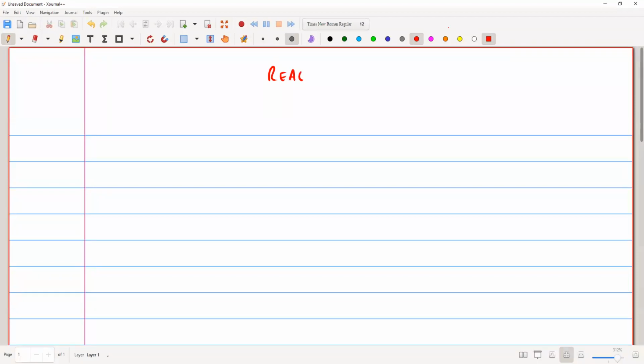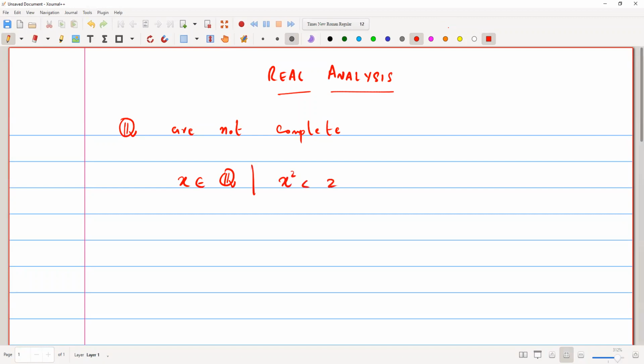So in this class, we are going to start the discussion where we left in the previous class. We were discussing the completeness of rational numbers, and we concluded that rational numbers are not complete. Rationals are not complete because there are gaps in rationals, right? We took an example for rationals, x belongs to the rationals such that x square is less than 2. So this was our set, and we tried to find the least upper bound.